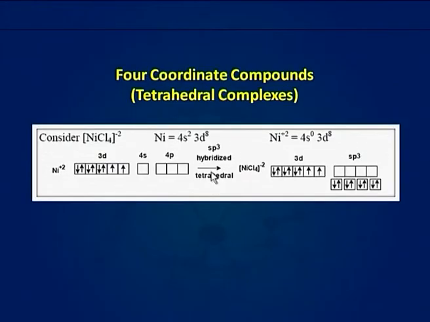Let us discuss the 2 types of geometries in 4 coordinated complexes of nickel 2 plus. Here is the example NiCl4 2 minus.